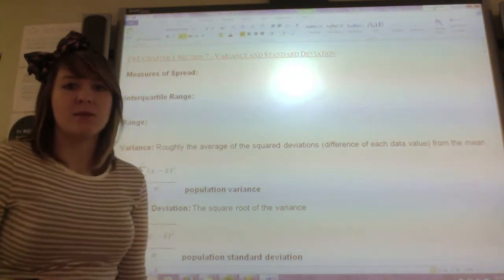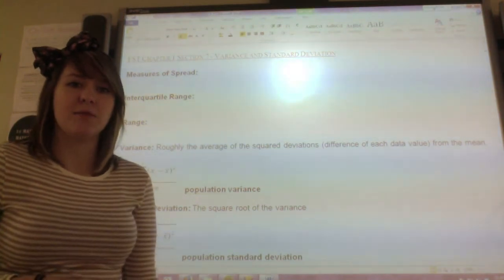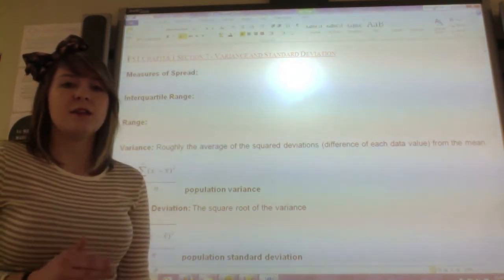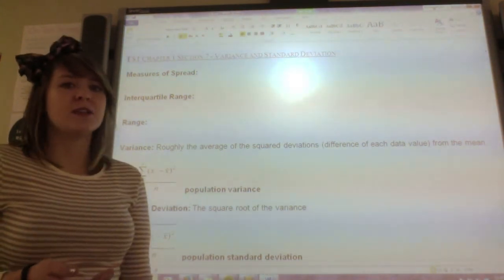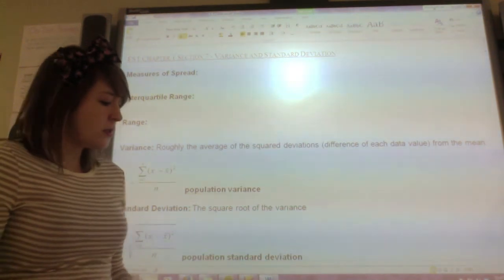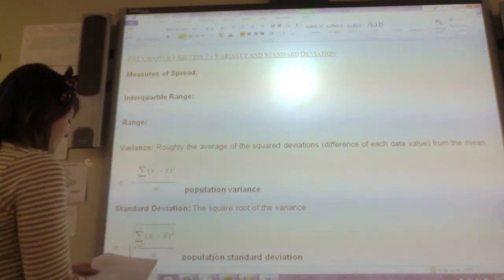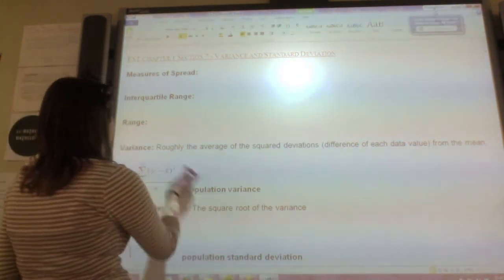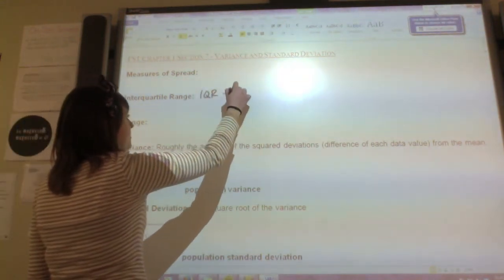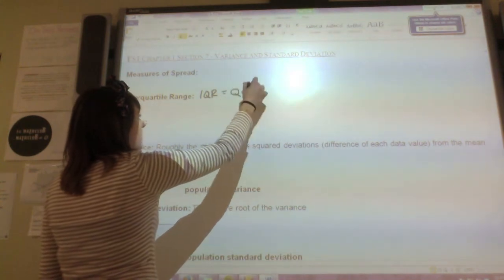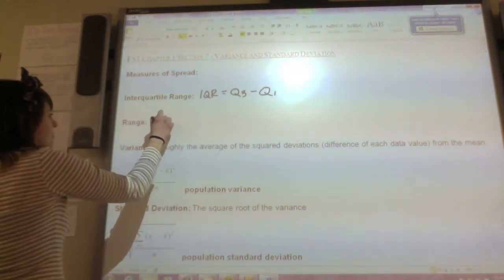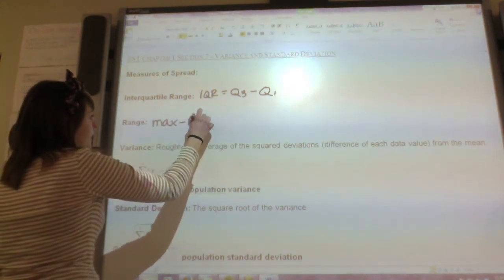Standard deviation and variance are measures of spread. We've already talked about measures of center like mean, median, and mode, which tell where the center of our data set is. Standard deviation and variance tell us how spread out our data is. For measures of spread, we have the interquartile range, or IQR, which was our Q3 minus our Q1. We have range, which was our maximum minus our minimum.